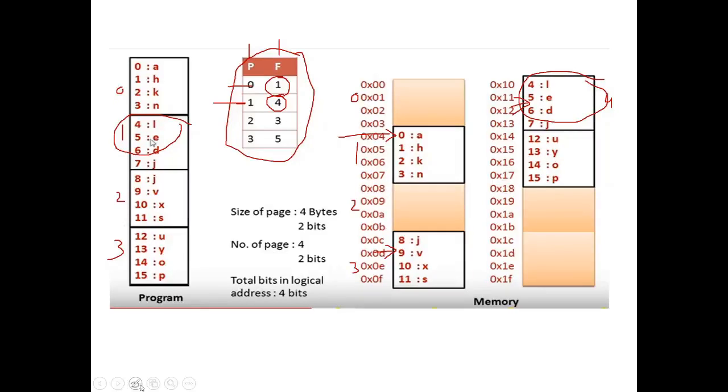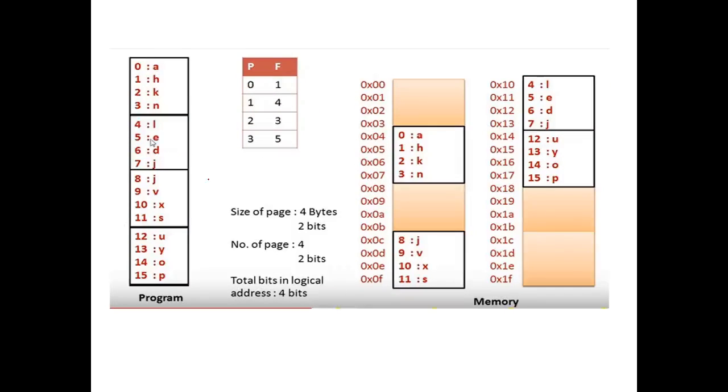So from this we will understand which pages are in which frames. Now after placing the pages in the frame numbers, the logical address will be created. For the logical address, in this example, the size of each page is 4 bytes. So 2 bits will be taken for the page size, and 2 bits for the number of pages.